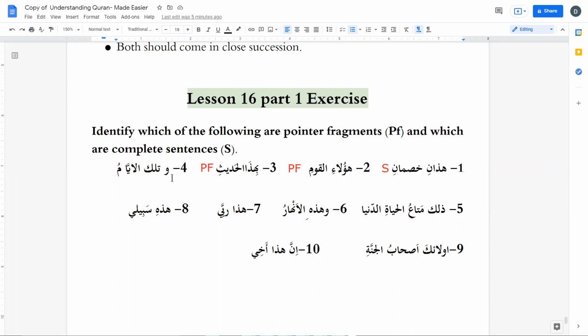Okay, now move on to this fourth one. Just leave wa. Tilkal ayyamu.